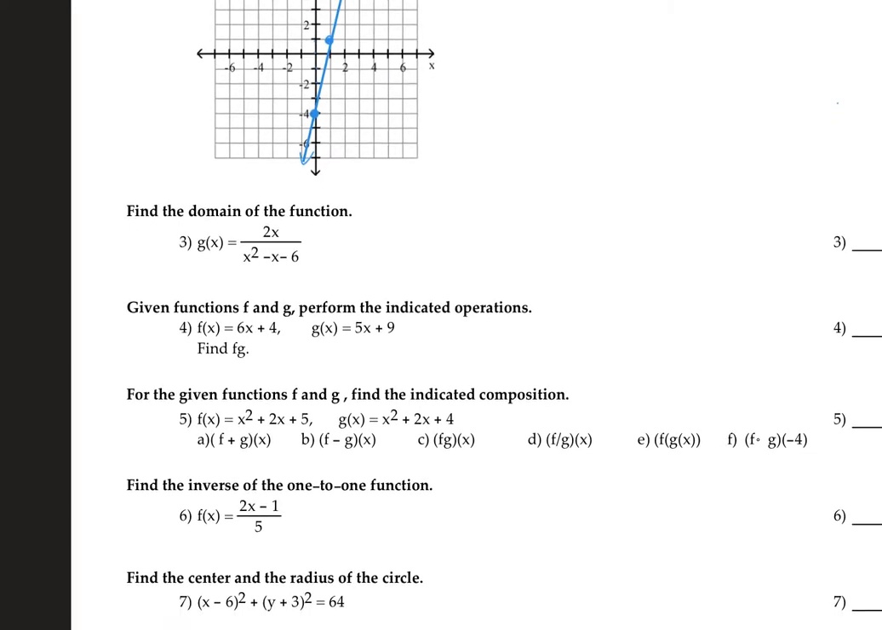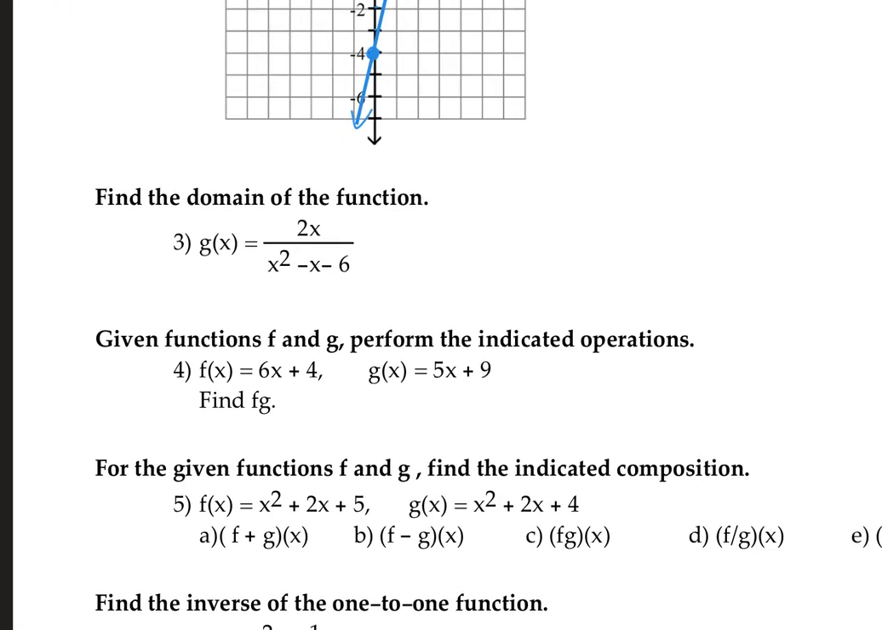For number 3, we're looking for the domain of the function. When there's a denominator that has a variable, we set that not equal to 0. So to solve this, we're going to factor it: x minus 3, x plus 2. And neither of these can equal 0. So x cannot equal 3, and x cannot equal negative 2. In interval notation, that's negative infinity to negative 2, and then negative 2 to 3, and then 3 to positive infinity.